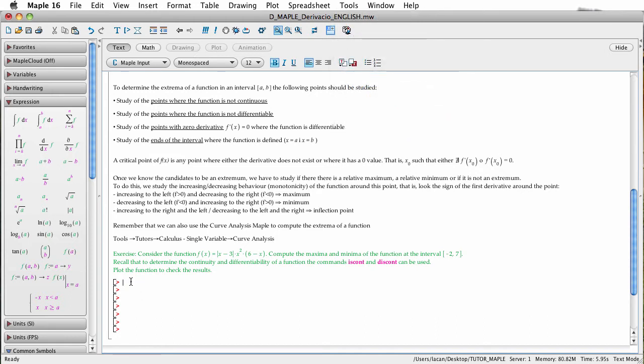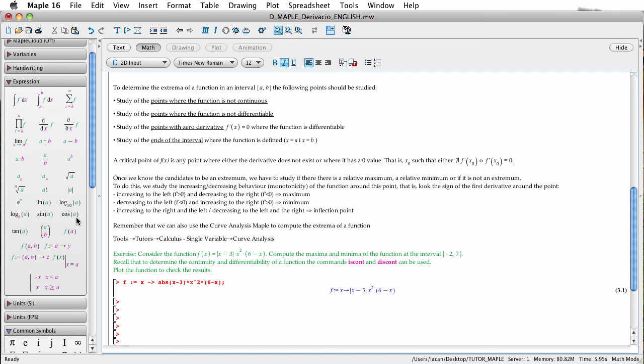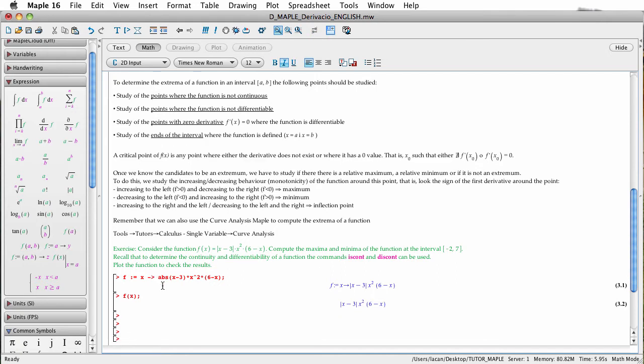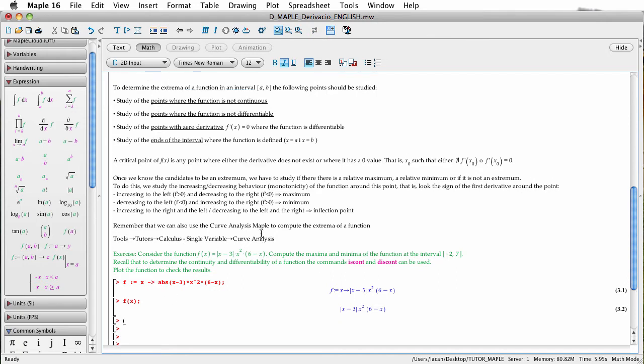Well, let's first define the function. Remember that you can press this button, f x. So the absolute value of x minus 3 times x squared times 6 minus x. And now, since we want to enter the tutorial, sorry, what am I doing? We are going to type the expression, okay? And now what we want to do is use this tutorial in the interval minus 2, 7.